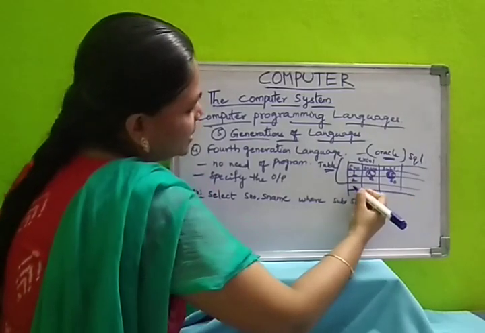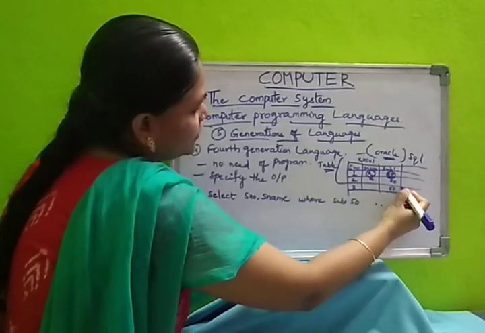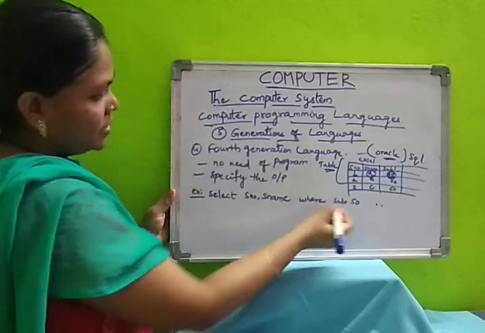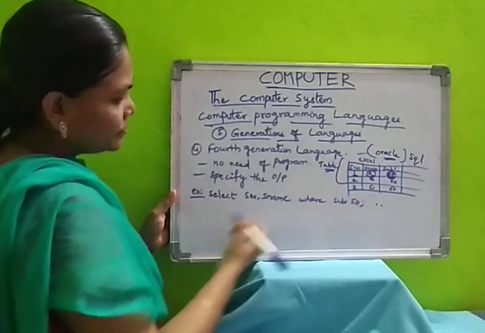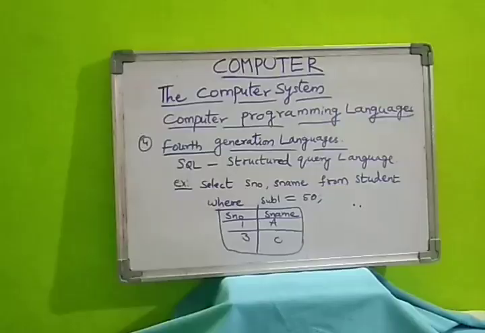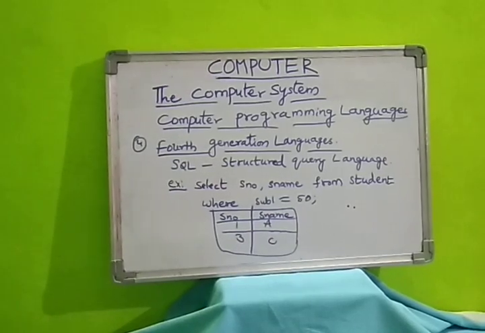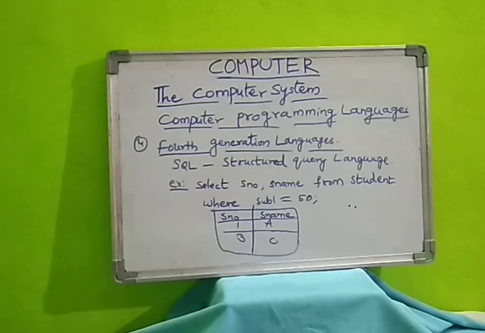One more we will enter, 3. Again here also 50 marks, C. Okay, 50. What records will be shown? So fourth generation languages use structured query language. The example is: select S number, S name from student where subject 1 equals 50 marks.